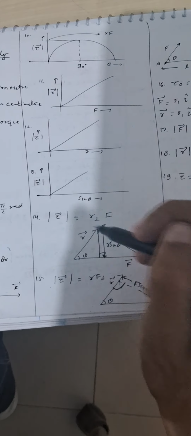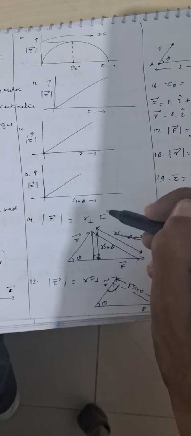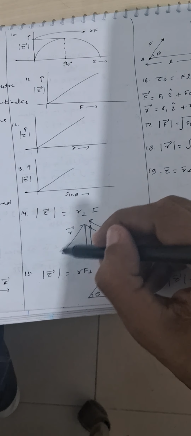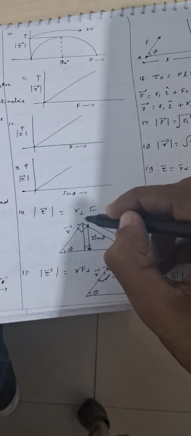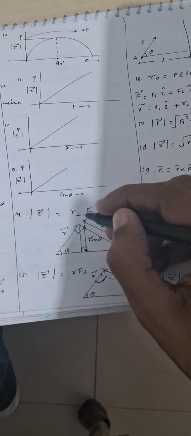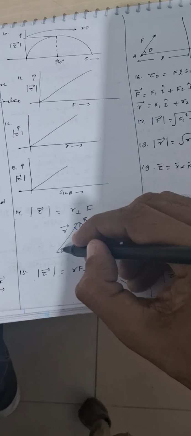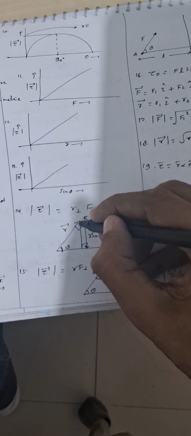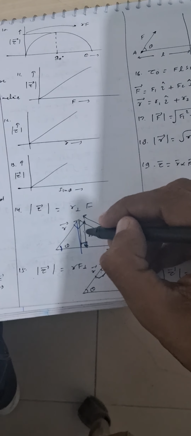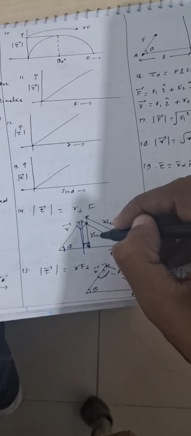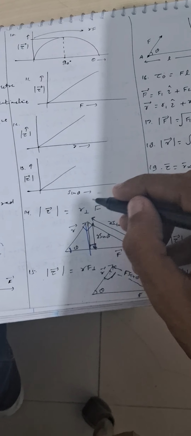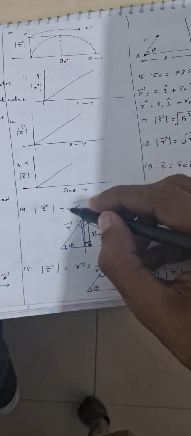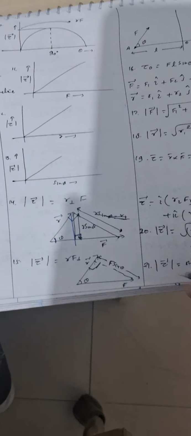Next, we have the magnitude of torque as perpendicular distance into force. As you can see over here, this is R, this is F. So if I draw this perpendicular component, where this is theta, this is the perpendicular distance on the force, so it comes out to be R sin theta. So I can write R sin theta is R perpendicular. So the magnitude of torque can also be written as perpendicular distance into force.